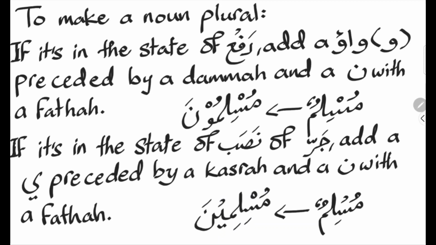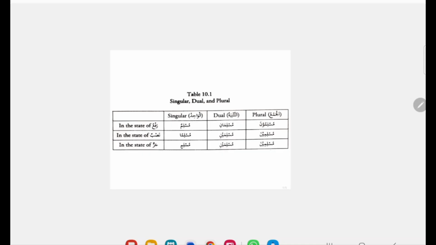To make this easier, I'll give you a table. So here we have the table. As you can see, on the left it says in the state of rafa, in the state of nasab, in the state of jar. So muslimun in the state of rafa, the dual for that in the state of rafa is muslimani and jama is muslimuna. In the state of nasab, musliman, for dual it's muslimaini, plural it is muslimina. And in the state of jar, it's muslimaini and muslimina.